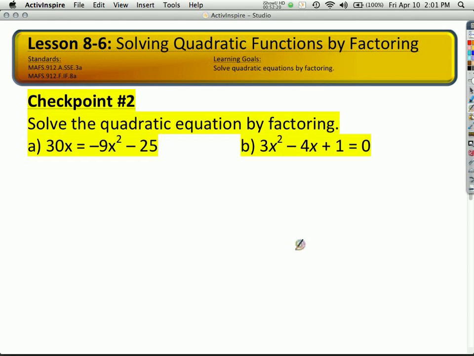Okay. X is negative 5/3. And part B, what do you get? Same group, okay. Karen, then Yasmin, and then Paige. X is 1 and also 1/3. I understood.